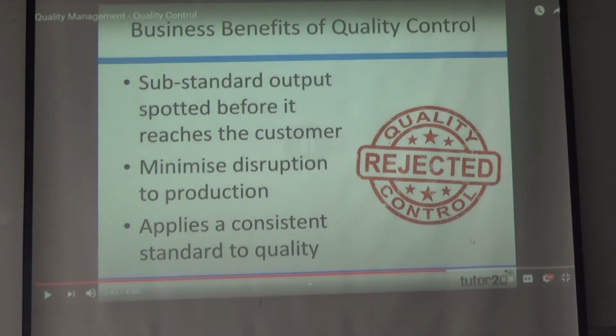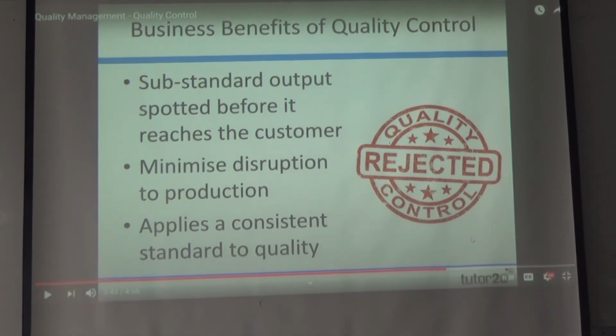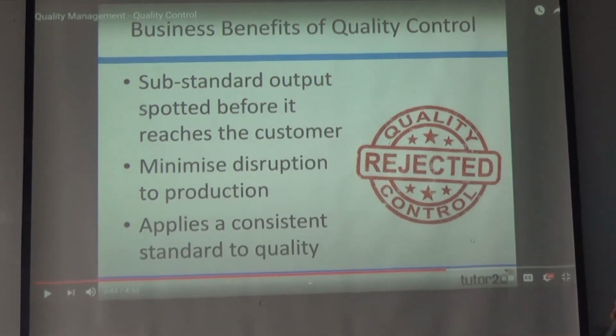Quality control is... Maybe you should write down these benefits. Of course, you want to catch anything that's going to get out before you reach the customer.